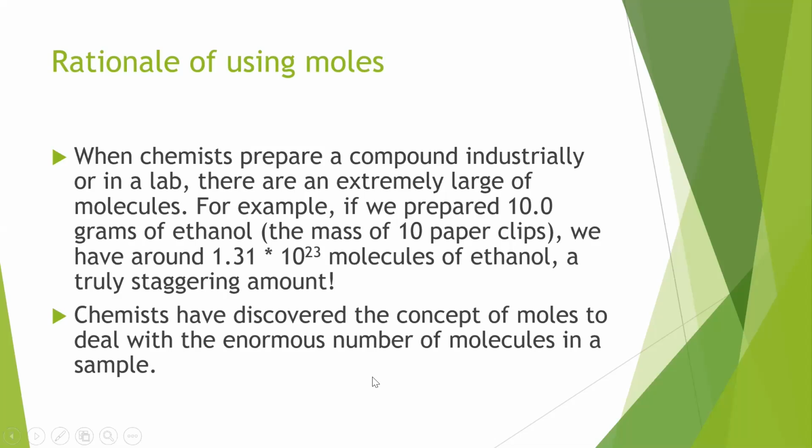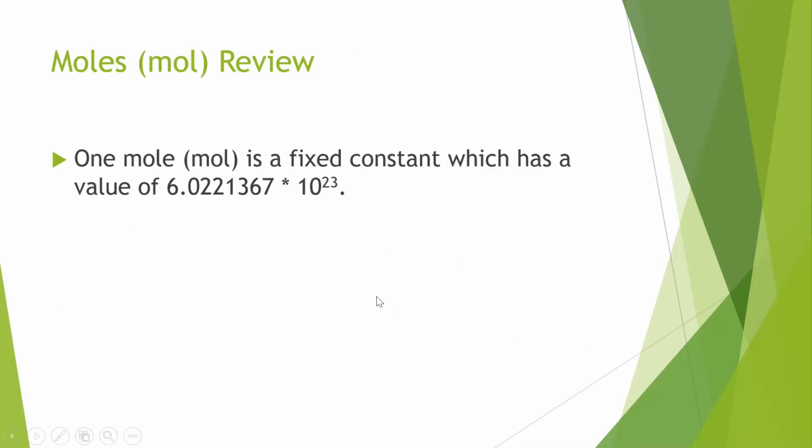So chemists have discovered the concept of moles to deal with the enormous number of molecules in a sample. That's why chemists have invented moles. And remember, a mole is a fixed constant, which has a value of 6.02 times 10 to the 23rd. We can simplify and approximate it as 6.02 times 10 to the 23rd, and that's the value we're going to be using today in class. So we don't have to carry that many digits; this is not the exact value, but we can approximate with 6.02 times 10 to the 23rd.